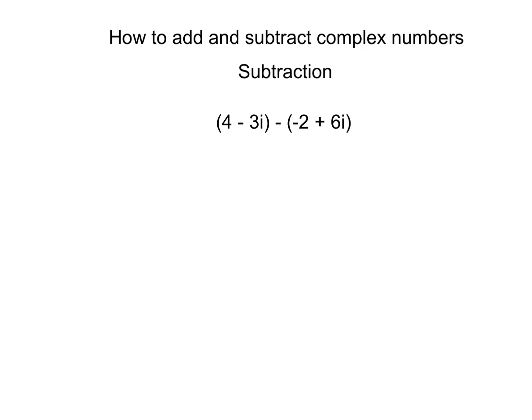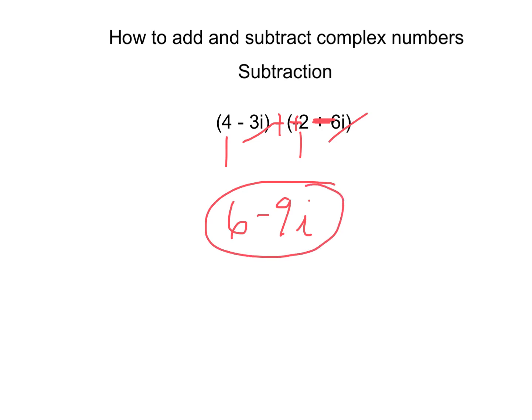Alright, let's try this next one. I'll let you give it a whirl to see how you do. Then go from there. Alright. So, again, change to plus. Change that to plus. Change this to minus. Now let's combine like terms. So 4 plus 2 is 6. Negative 3i minus 6i is negative 9i. Done.